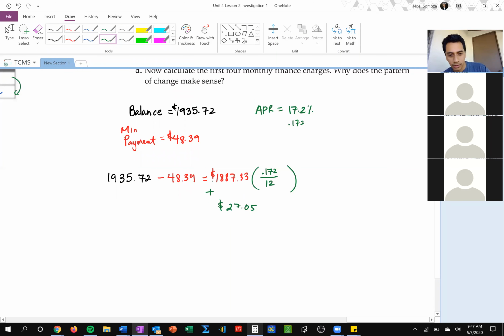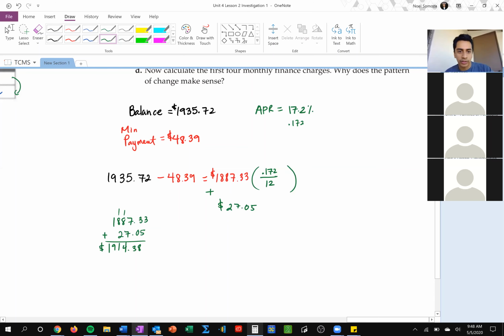So 1887.33 plus the 27.05, this will be 1914.38.